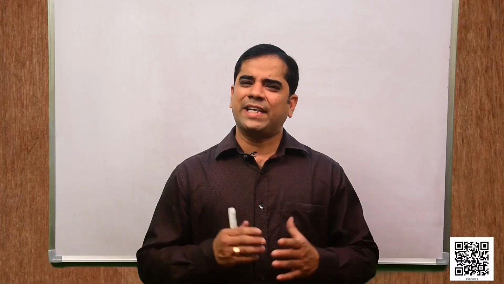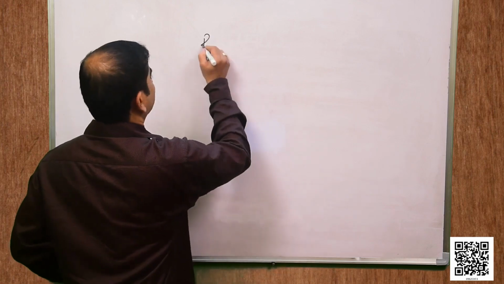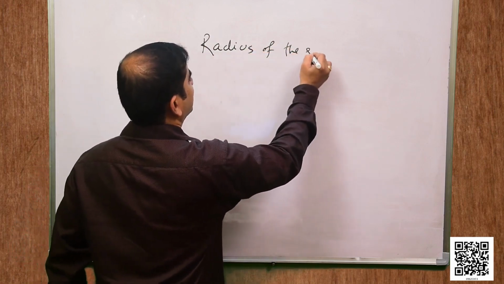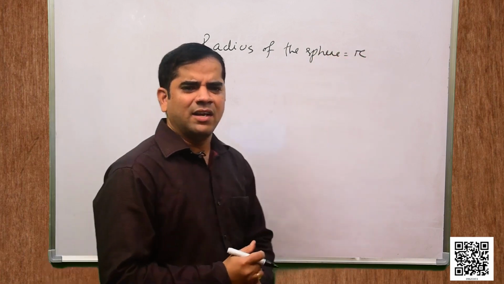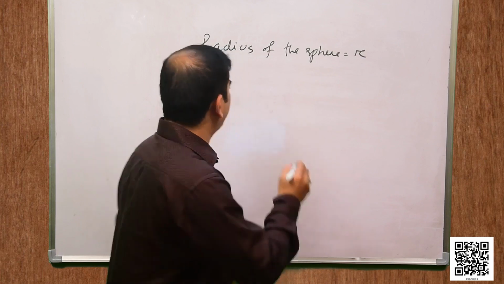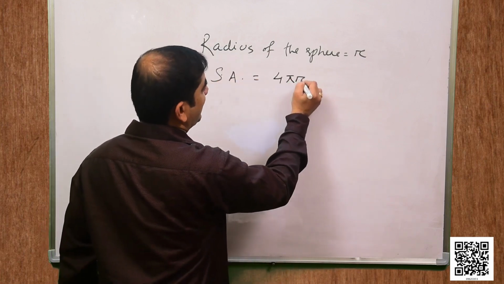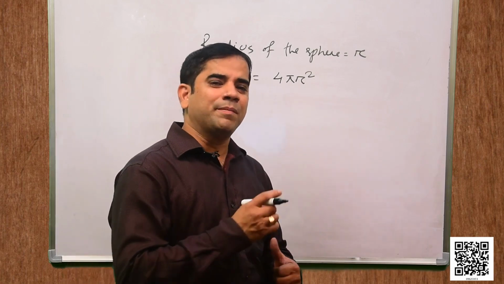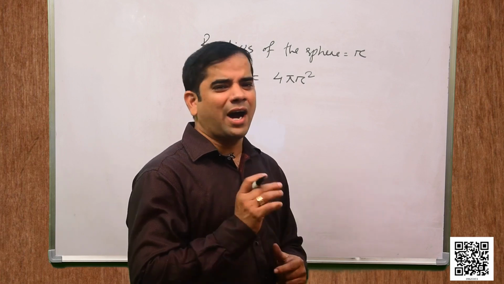Students, so what is given? Radius of the sphere is equal to r. Hence, surface area of the sphere will be 4 pi r square. For the solution of part number 2, radius of the cylinder is equal to r.